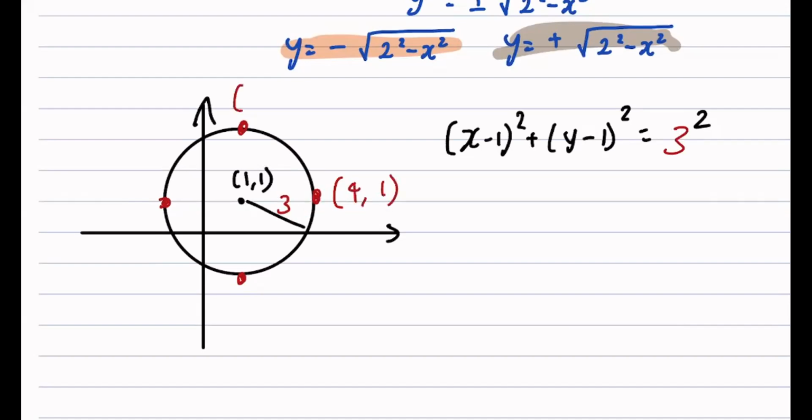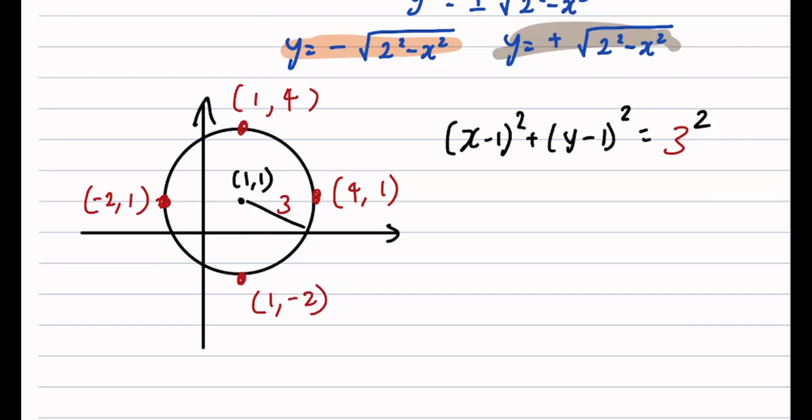How about the point on the top? 1, 4. 1, 4, correct. Then how about the point on the left? -2, 1. Good. The point at the bottom? -1, -2. Very good. Much better.